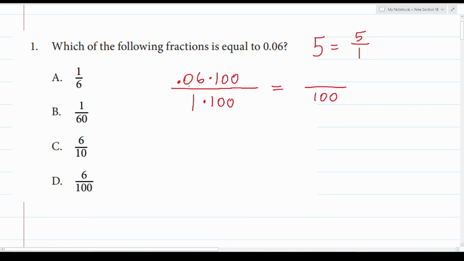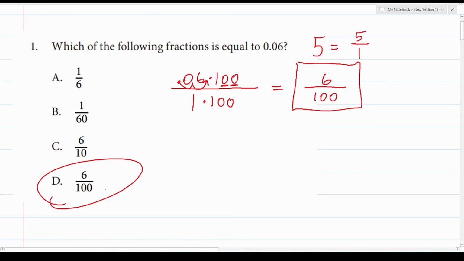Let's think about how we're going to do 0.06 times 100. Whenever you multiply a decimal by a power of 10, such as 10, 100, 1000, 10,000, and so on, you simply take the decimal and you shift it to the right according to how many zeros there are in that power of 10. And as we can see, in 100 there are 2 zeros, so we're going to take this decimal in 0.06 and shift it 2 times to the right to just become 6. Okay? So let's see if we have 6 over 100 as an answer choice. We do. In fact, it's D.